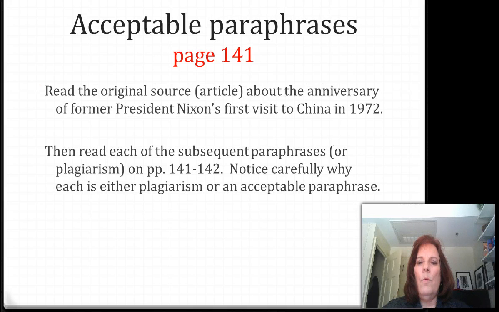So let's look at what that looks like. I want you to turn off the tape, turn to page 141, and read the examples. There's an original text, and then there are several subsequent paraphrases. Some of those paraphrases are plagiarism, and some of them are not. They're acceptable. They're not plagiarism. So I want you to take time to read those over. I'm not going to read it to you, and notice, why is it plagiarism, or why is it acceptable?